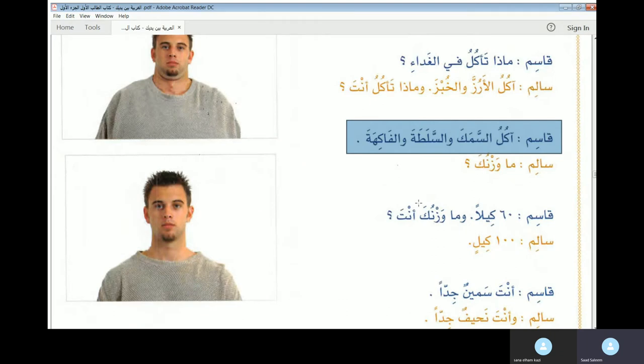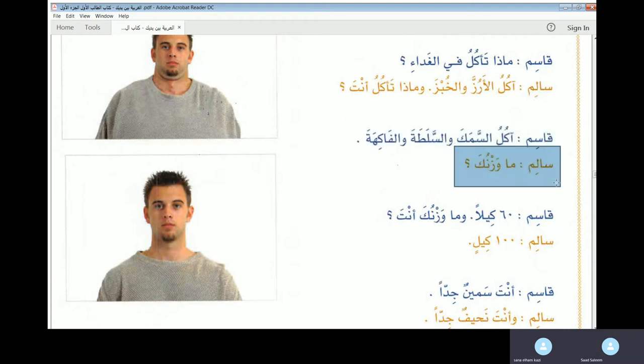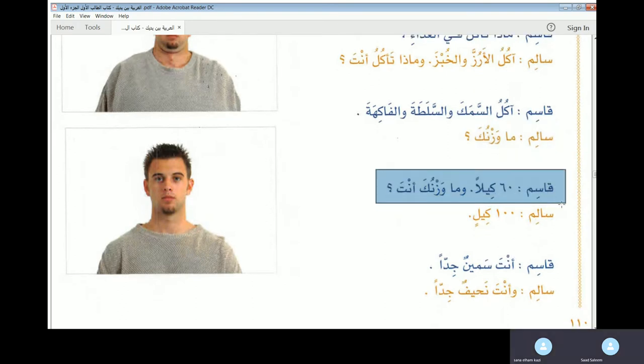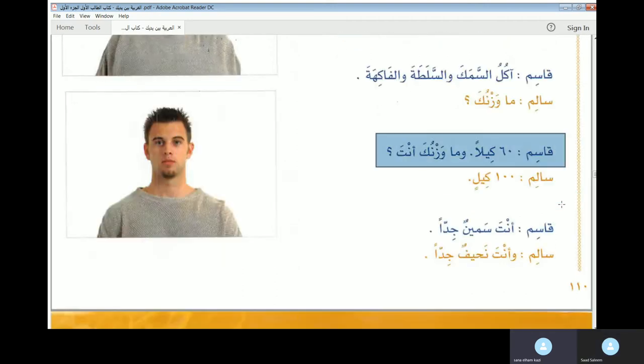Okay, next. Akulu as-samaka was-salatata wal-fakihata. I eat the fish and the salad and the fruits. What is your weight? Sixty kilos. Wa ma wazanuka anta? And what is your weight?